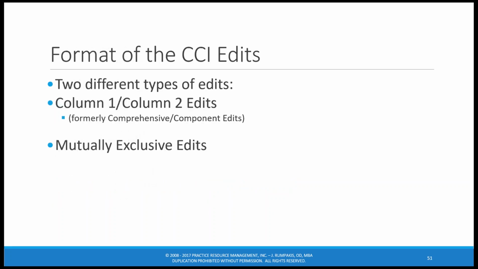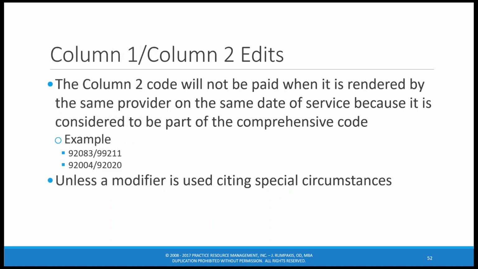Now, there are 2 types of codes, right? Column 1 and column 2, and mutually exclusive. A column 1 and column 2 pair means that the column 1 code is a more comprehensive code, and the column 2 code is a component of the more comprehensive one if it's done on the same day. So here are some examples: the 92083 visual field on the same day as a 99211.